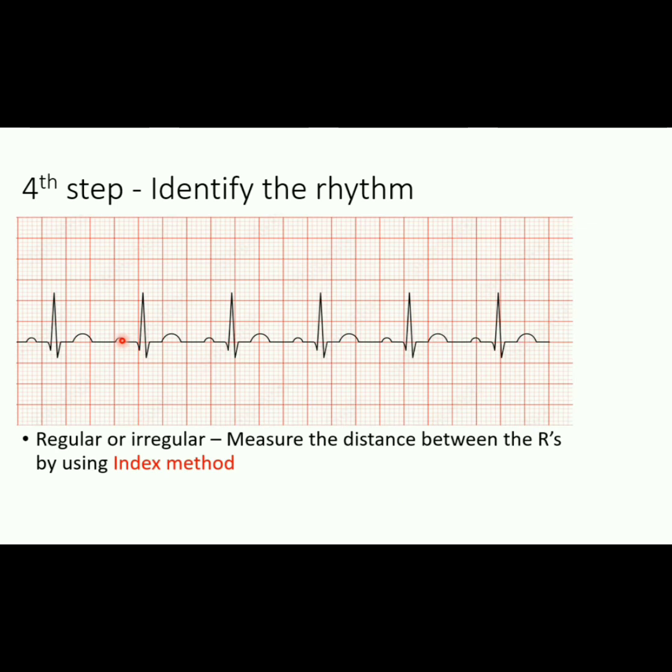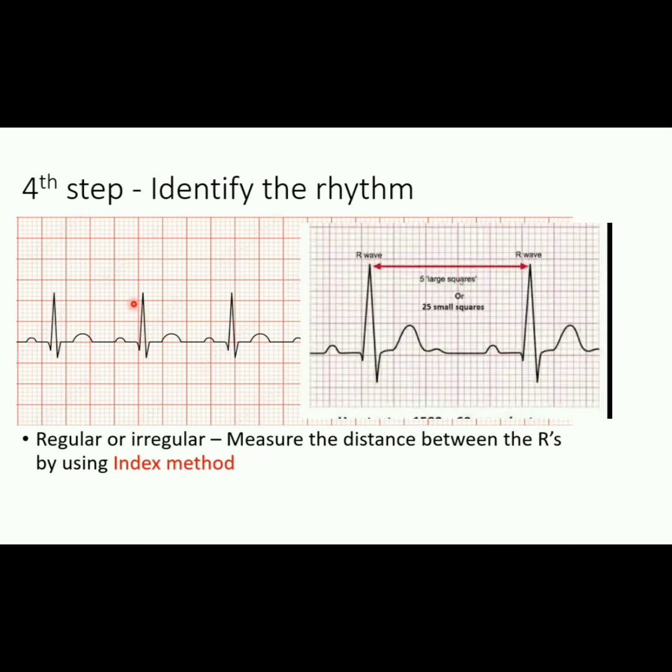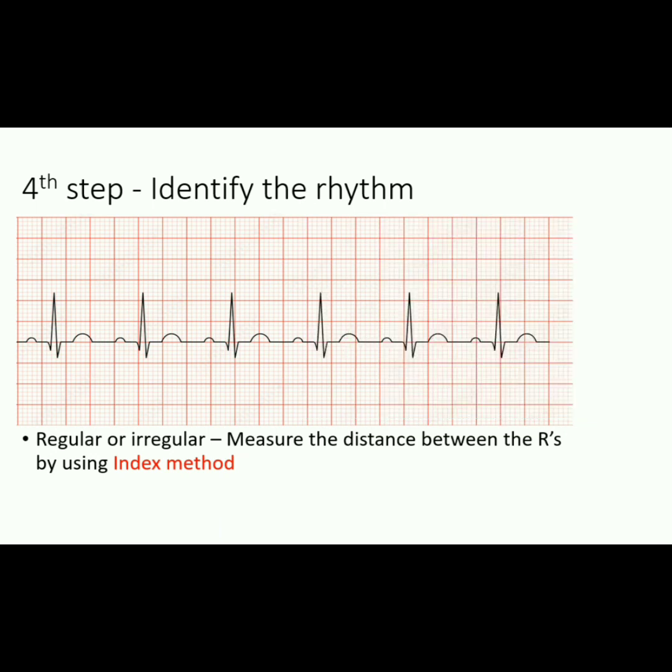Now let's see the fourth step, identifying the rhythm. From our strip, it can be seen whether it is regular or irregular. The way we do this is we measure the distance between the R's, from here to here. We can do this by the index card method. First we mark two R's and match them with the other R's. If they are the same distance, it's regular, otherwise it is irregular.